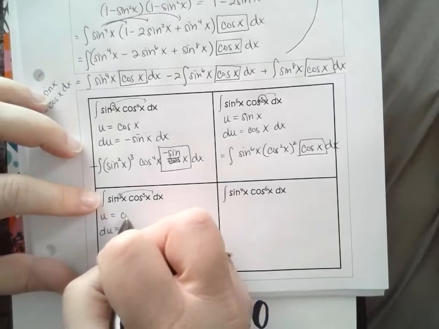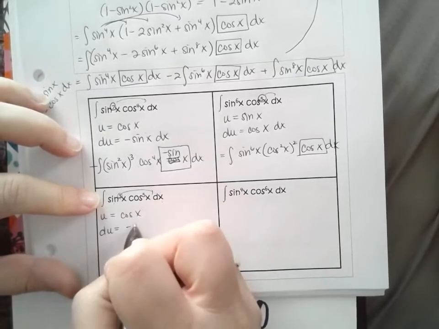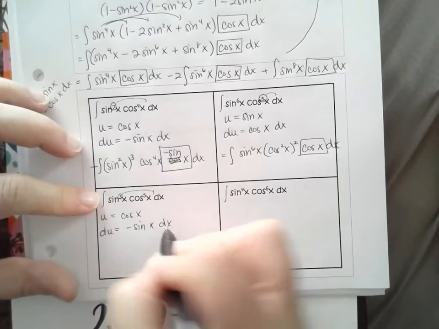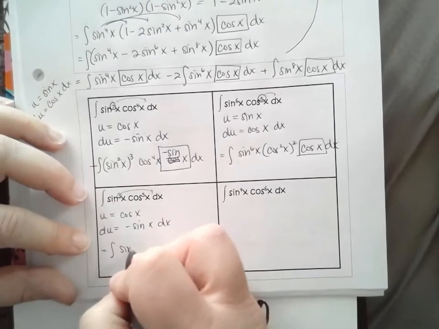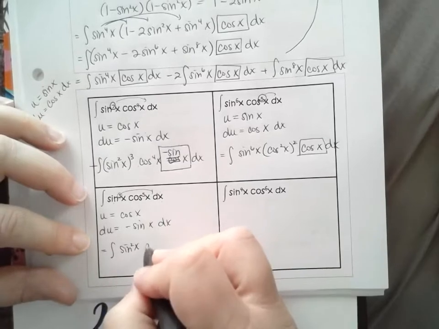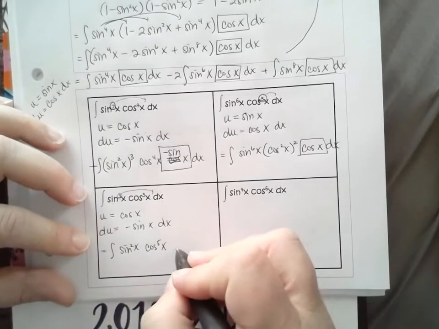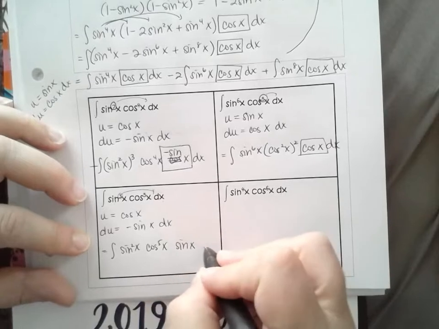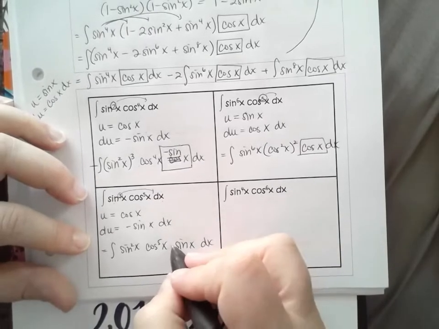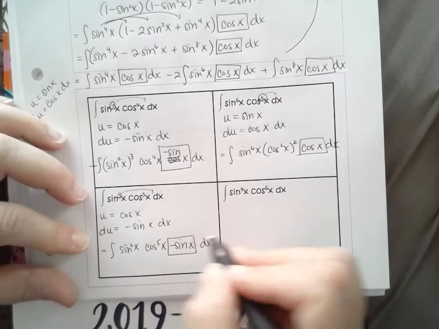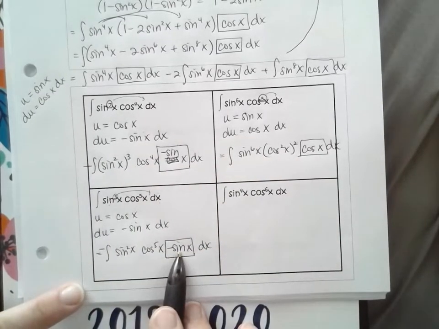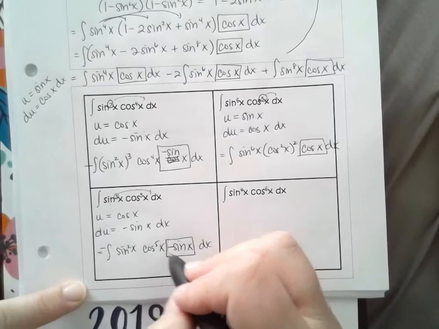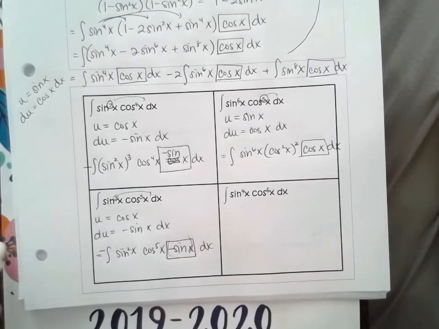Alright, so u would be my cosine x, du would be my negative sine x dx, and the way this would kind of pan out, I have a sine squared left over, cosine to the fifth left over. I save a sine x dx, and I would need to include a negative in both the beginning and the end. Of course, I put a box around it so it looks like the negative is in fact a negative, but you probably should include some parentheses just to identify that that's not a subtraction problem.